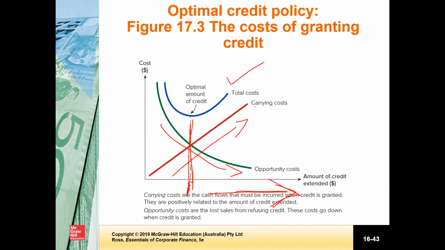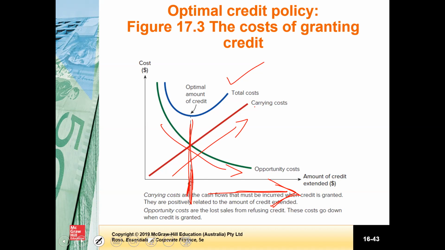If the firm extends credit at more than the amount specified by this point, the additional net cash flow from new customers will not cover the carrying cost of the investments. So if the level of receivables is below this amount, then the firm is foregoing valuable profit opportunities.